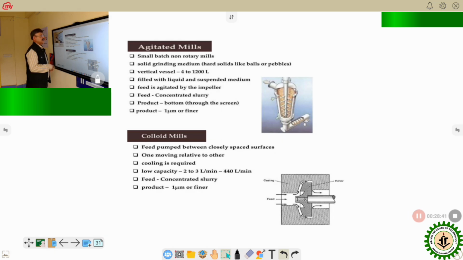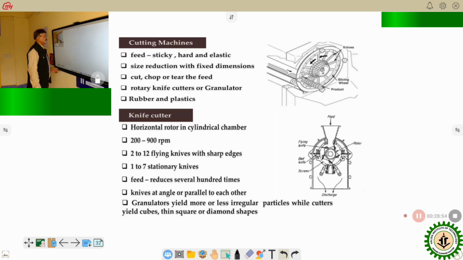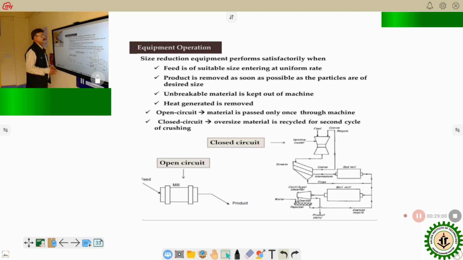Agitated mill is sometimes used for getting finer particles. The agitated mill is also considered an ultrafine grinder. Colloid mill is another example of it. Cutting machine, knife cutter: the cutting machine is mostly utilized for softer material.